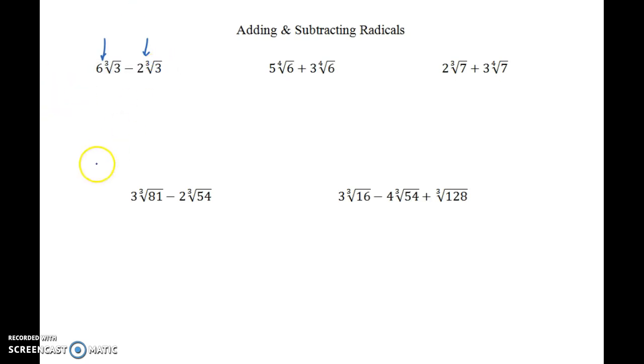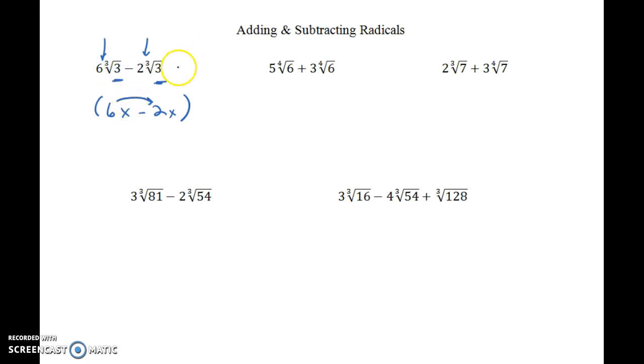The other thing when we're adding and subtracting that we have to be aware of is not just the index, but also what's underneath the radical sign. It has to be a like radical. So here we have 6 times the cube root of 3 minus 2 times the cube root of 3. Think of this as 6x minus 2x. What would you do? You would subtract the coefficients and be left with 4x.